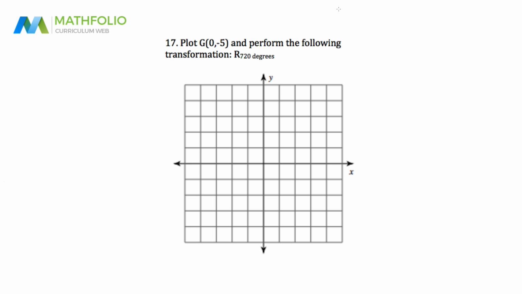17 again is transformations. We need to plot g, which is at 0, negative 5. So g is right here. And we have a number of degrees. We don't see a point, a center for the rotation, but we can assume that it's 0, 0. So we are rotating this 720 degrees. We also assume counterclockwise. 720 degrees counterclockwise.